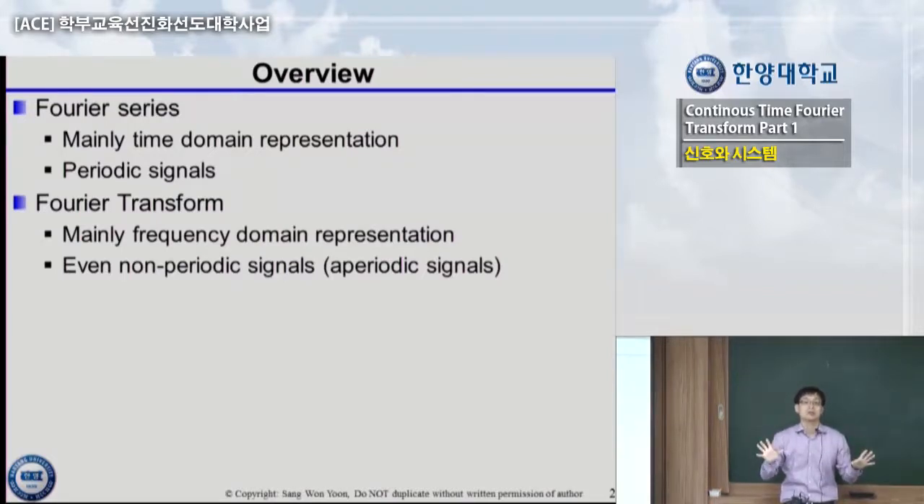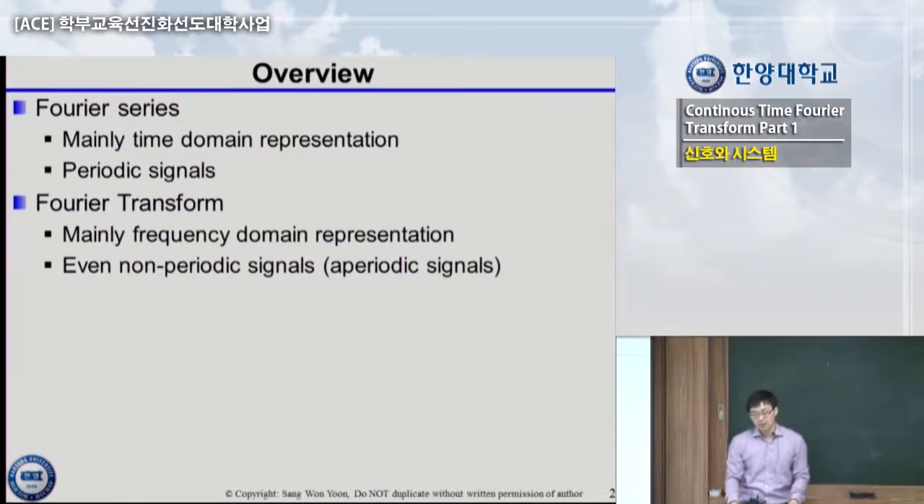That's a Fourier series. In case of Fourier transform, you can use both periodic signal and non-periodic signal. That's a strong point in Fourier transform. And transform means we are changing from time to frequency or frequency to time. So we are jumping back and forth between time and frequency. So that's a major difference.